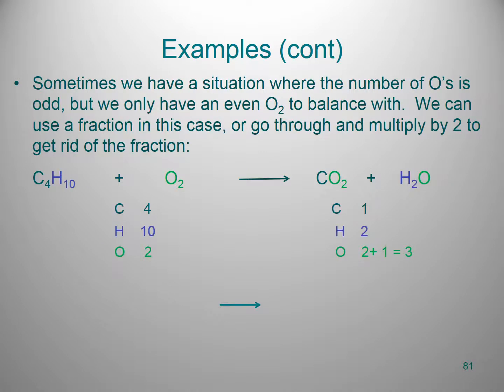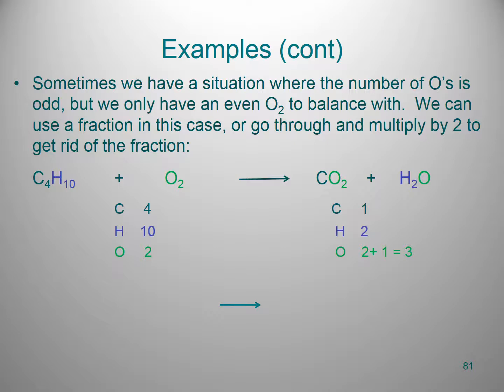Every once in a while we have a situation where the number of O's is odd. But of course, if you've got an O2, you need to have an even number to balance it out. And so what you can do is put a fraction, or you can clear the fraction by multiplying everything by 2. So let's look at one of those examples. So here, C4H10 plus O2 gives us CO2 plus H2O. So first, let's balance that.